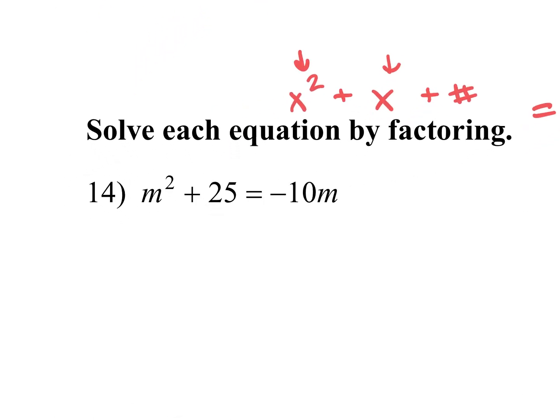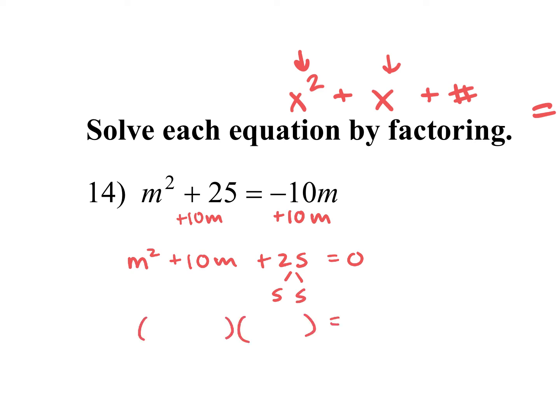So for 14, what do I have to do first? Add 10m. And where's that 10m going to go? In the middle. So if I have m squared, then I have to put plus 10m, then plus 25. It's equal to 0. Then from here I have to factor. What are two factors of 25 that add to 10? 5 and 5. So in my parentheses, what do I put? X plus 5 and x plus 5, or m. It doesn't matter.